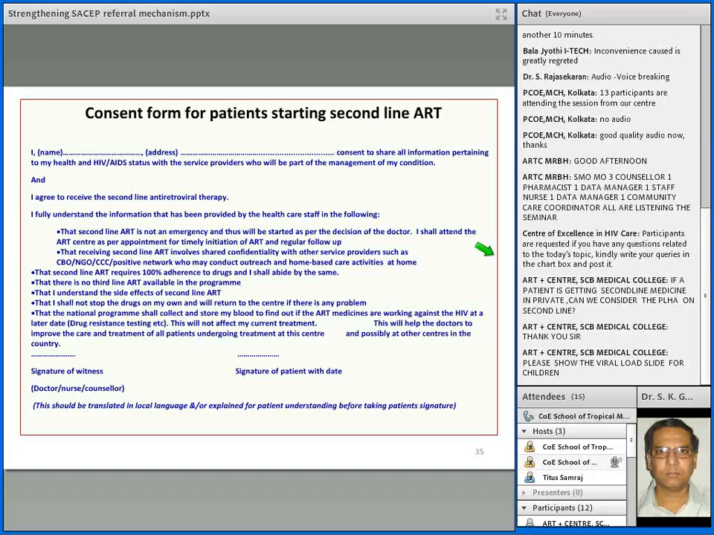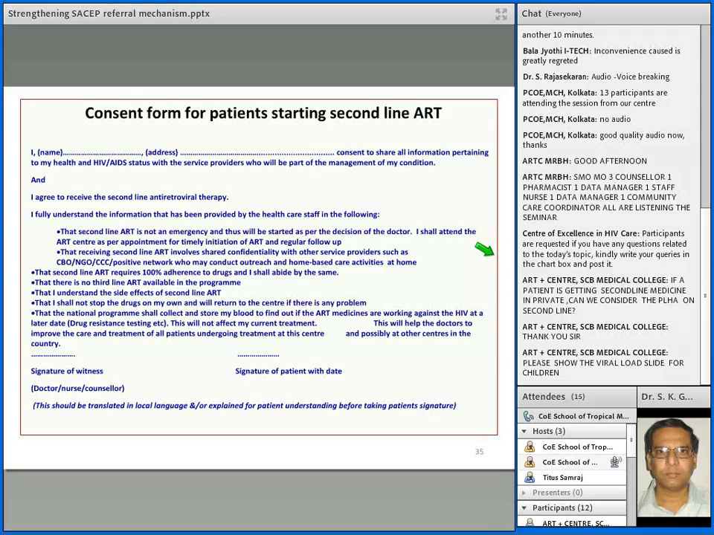It mentions the second line ART is not an emergency, and thus as per the doctor, I shall attend the ART center as per appointment for timely initiation of ART and regular follow-up. And also talks about the shared confidentiality with other services like the community-based positive network people, etc. And ART requires 100% adherence. This should be emphasized. The patient has to understand that, and currently no third line ART in the program. That the patient should also understand.